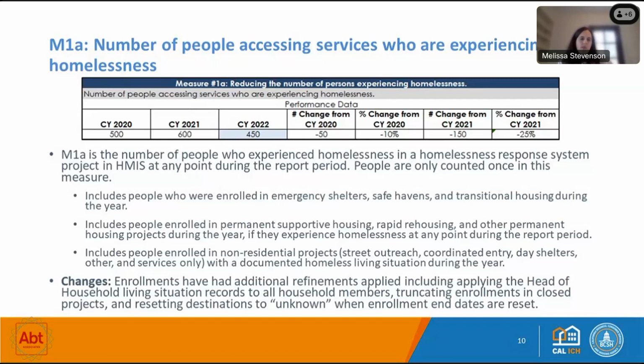So a lot of this may be familiar to some of you. That kind of high level information hasn't changed since the original SPMs. However, there are some refinements, which we discussed on a prior slide, and improvements related to applying those living situations to all household members. So every member of a household has the same current living situation or prior living situation as the head of household.